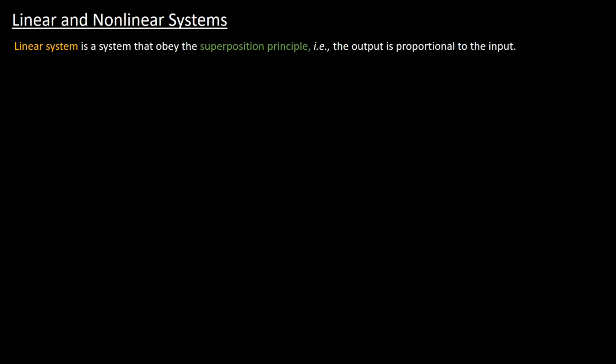In this video, you will learn what is a linear system and a nonlinear one. A system is linear if it obeys the superposition principle. But what is the superposition principle? It can be defined by two other properties, known as additivity and homogeneity.